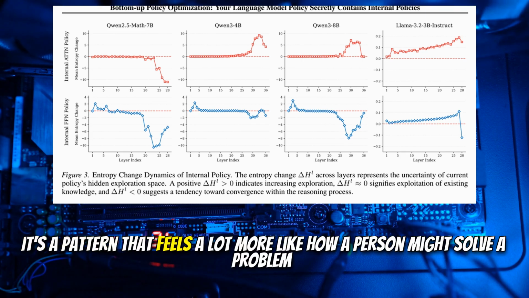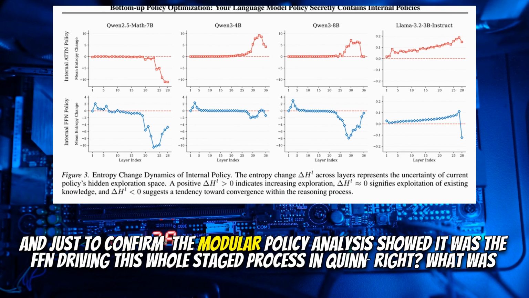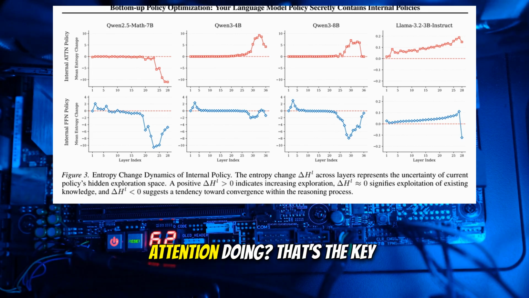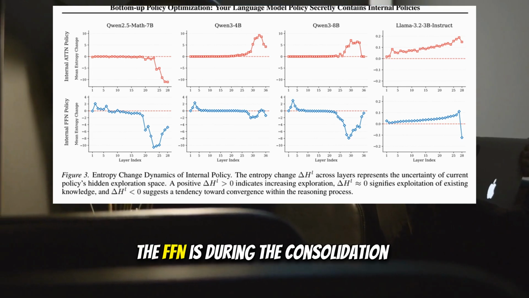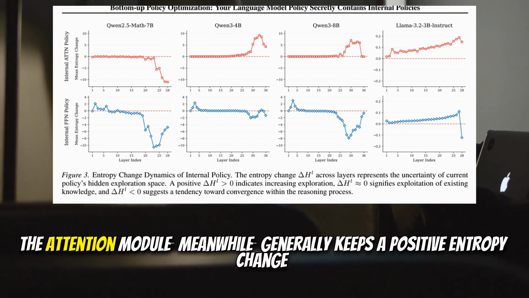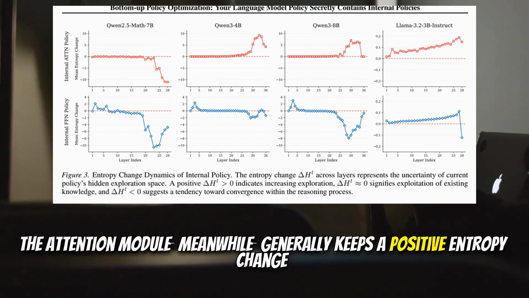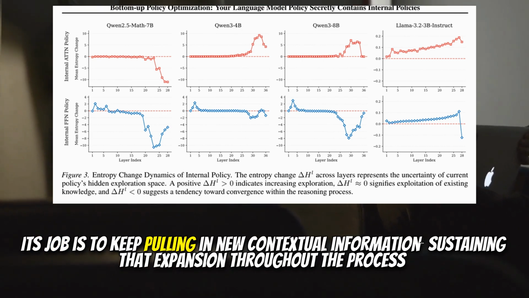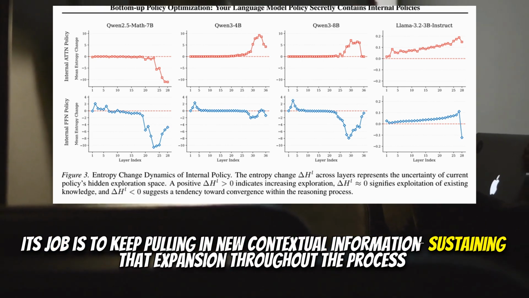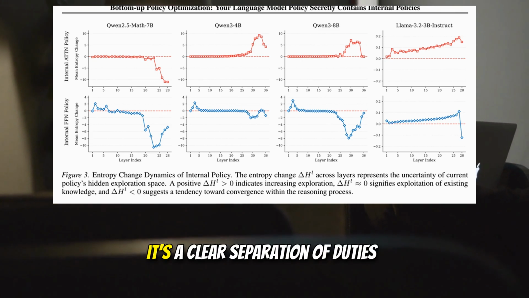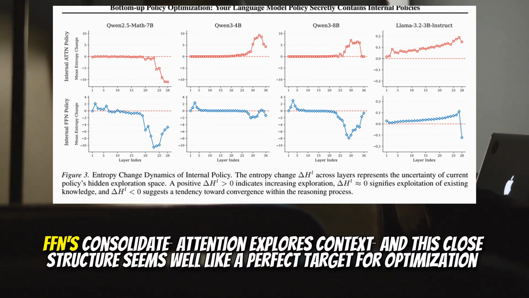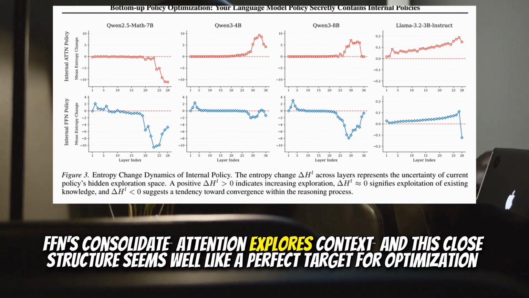It's a pattern that feels a lot more like how a person might solve a problem. And just to confirm, the modular policy analysis showed it was the FFN driving this whole staged process in Qwen, right? What was attention doing? That's the key. The FFN is steering the consolidation. The attention module, meanwhile, generally keeps a positive entropy change. Its job is to keep pulling in new contextual information, sustaining that expansion throughout the process. It's a clear separation of duties. FFNs consolidate. Attention explores context.